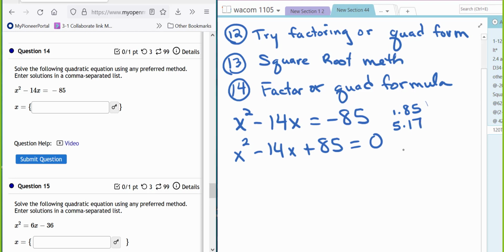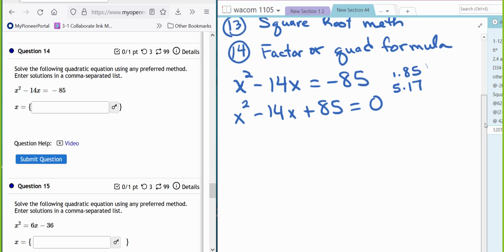And those are not going to, let's see, like the sign says, they're going to add. So those are not going to add to give us a 14. So that's why the factoring doesn't work. So then you go to quadratic formula.